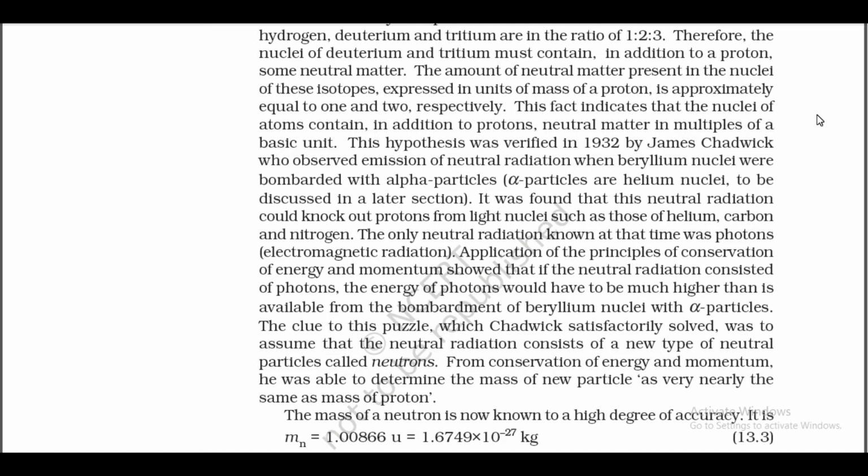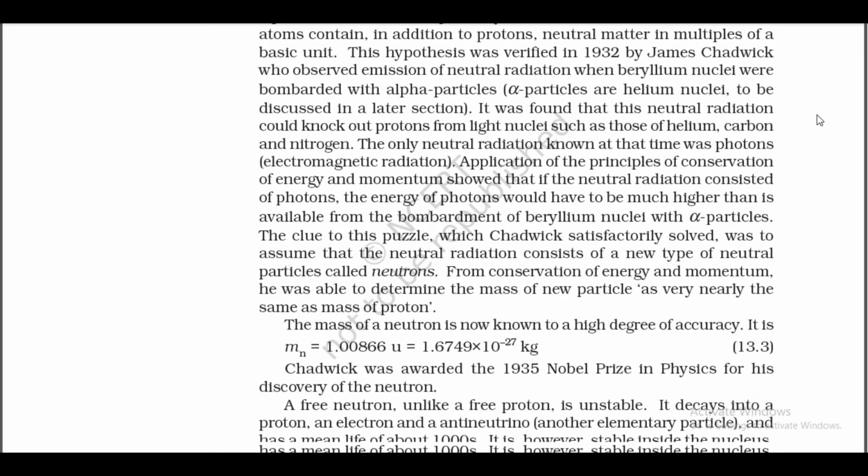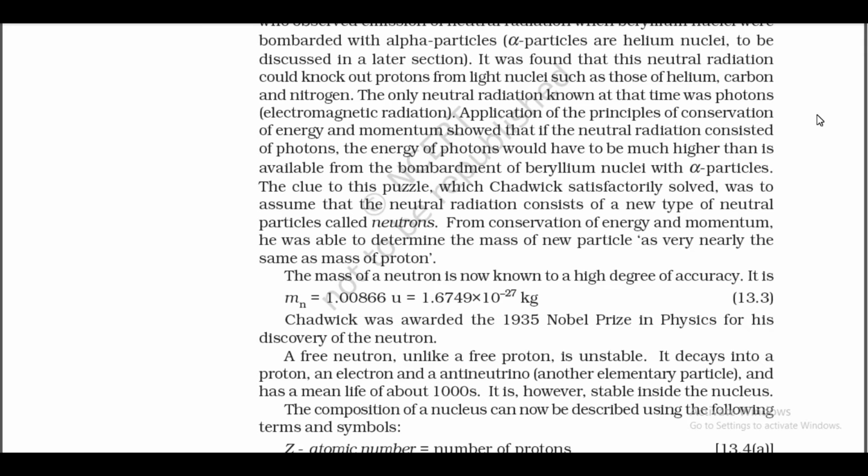Applications of the principle of conservation of energy and momentum showed that if the neutral radiation consisted of photons, the energy of photons would have to be much higher than is available from bombardment of beryllium nuclei with alpha particles. The clue to this puzzle, which Chadwick satisfactorily solved, was to assume that the neutral radiation consists of a new type of neutral particles called neutrons. From conservation of energy and momentum, he was able to determine the mass of the new particle as very nearly the same as the mass of a proton.